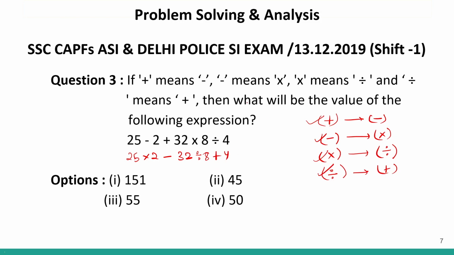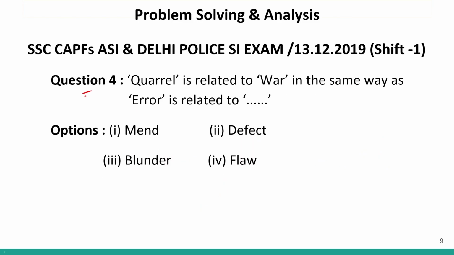Now we have to find the value of this equation. That means we have to solve this equation, correct? So let us solve this. This will be a bracket, and this will be a bracket. So 25 into 2 will give me 50. 32 divided by 8 will give me 4, minus 4 plus 4. So this will cancel out. We'll get the answer as 50. So 50 will be the answer, which is given in option number 4. So option number 4 will be your correct answer. Clear? Question number 4. This is a question of analogy.